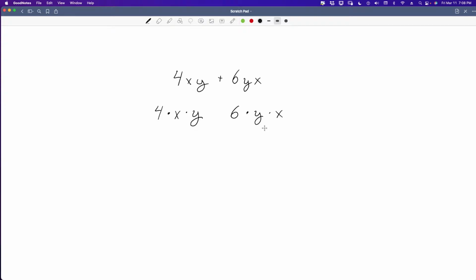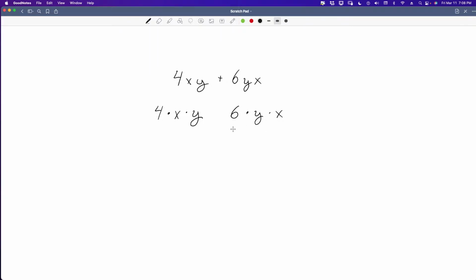We know that the commutative property of multiplication allows us to rearrange factors in any order we want, because they're going to give us the same answer. So that allows us to rearrange these until they match, or to see if they match. So let's see if we can do that.